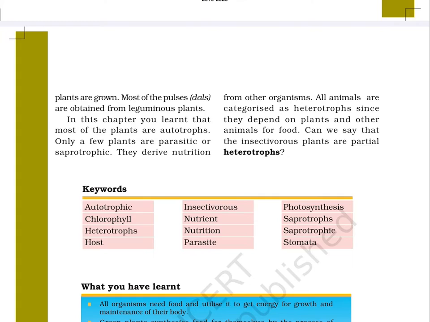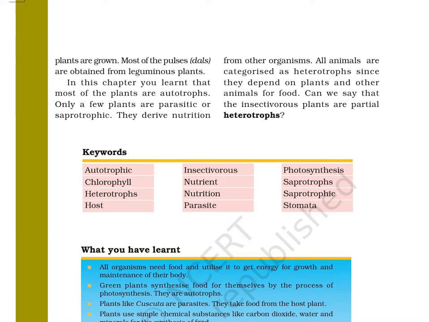Page 8. In this chapter, you learned that most of the plants are autotrophs. Only a few plants are parasitic or saprotrophic. They derive nutrition from other organisms. All animals are categorized as heterotrophs since they depend on plants and other animals for food. Can we say that the insectivorous plants are partial heterotrophs?